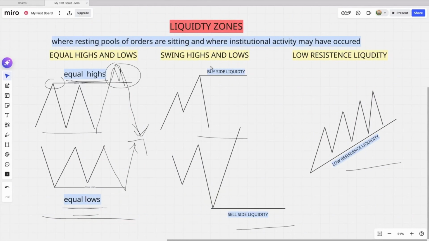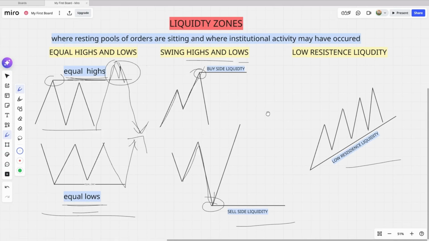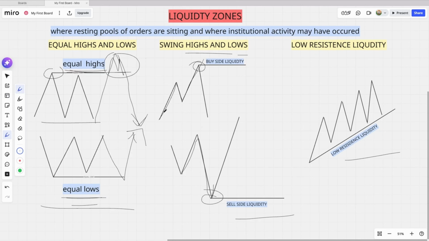Next, we have swing highs and swing lows. We already know that in an uptrend, price forms higher highs and higher lows, and in a downtrend, price forms lower highs and lower lows. Around these swing points, you'll always find stop losses and pending buy or sell orders. Once again, that means liquidity is present around these areas. Now let's look at this scenario. Here, price makes an upward move, then pulls back, and then pushes higher again to form a new higher high. After that, price starts moving lower and eventually breaks below the most recent higher low.